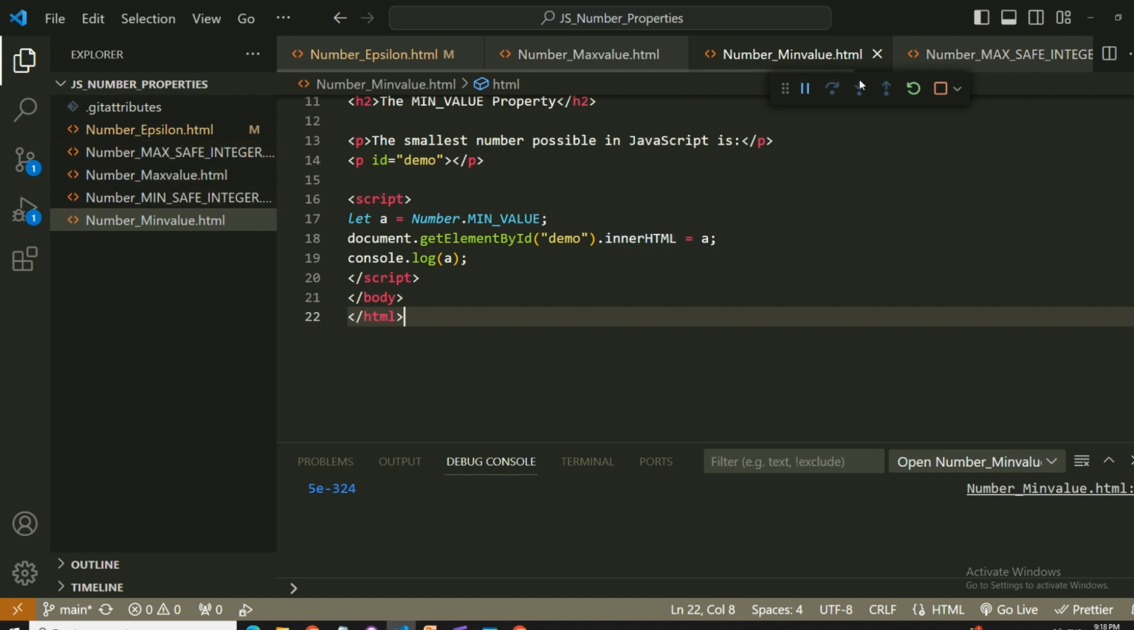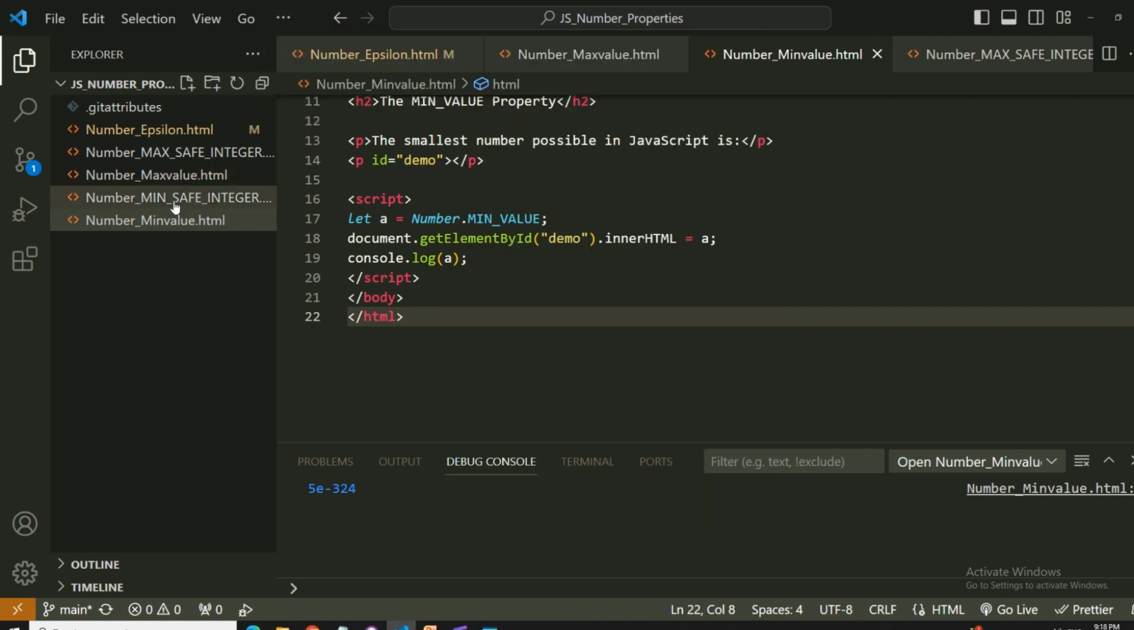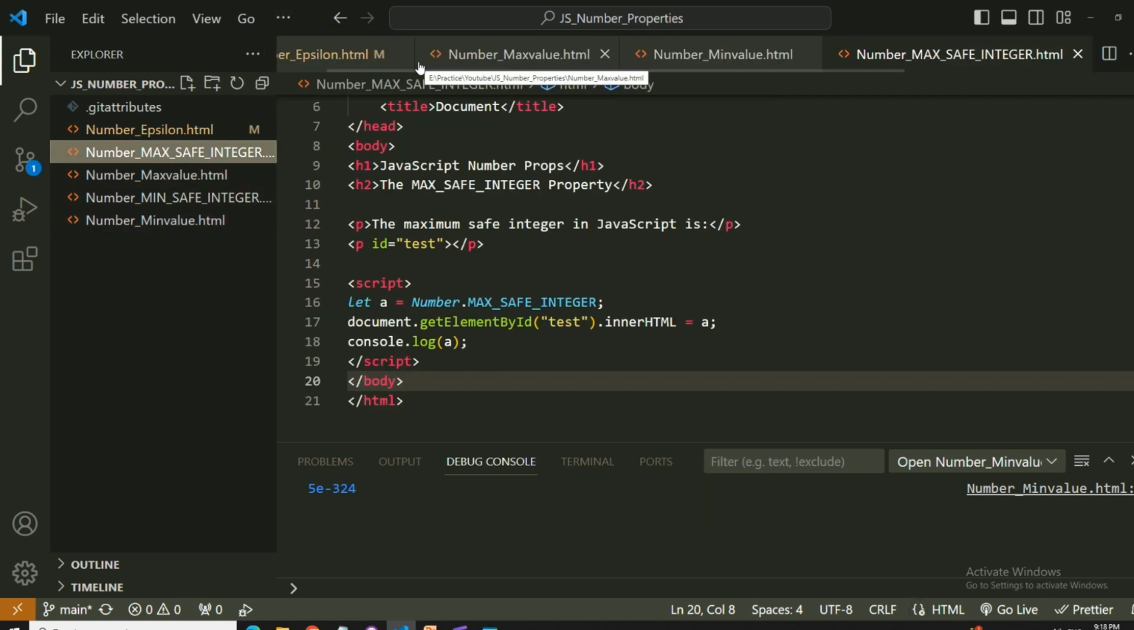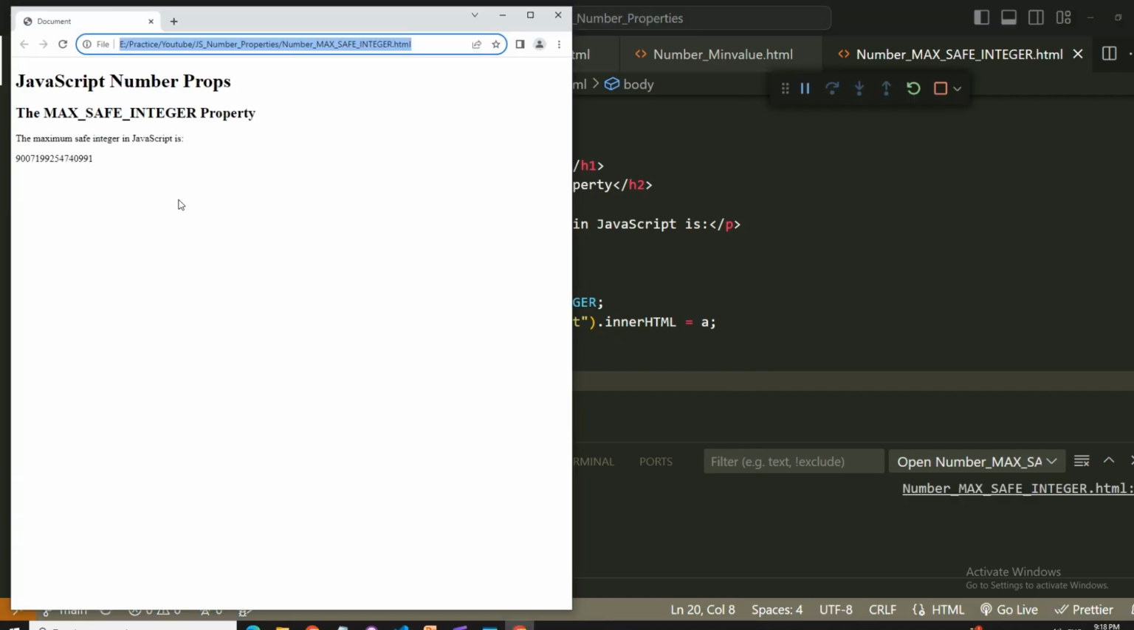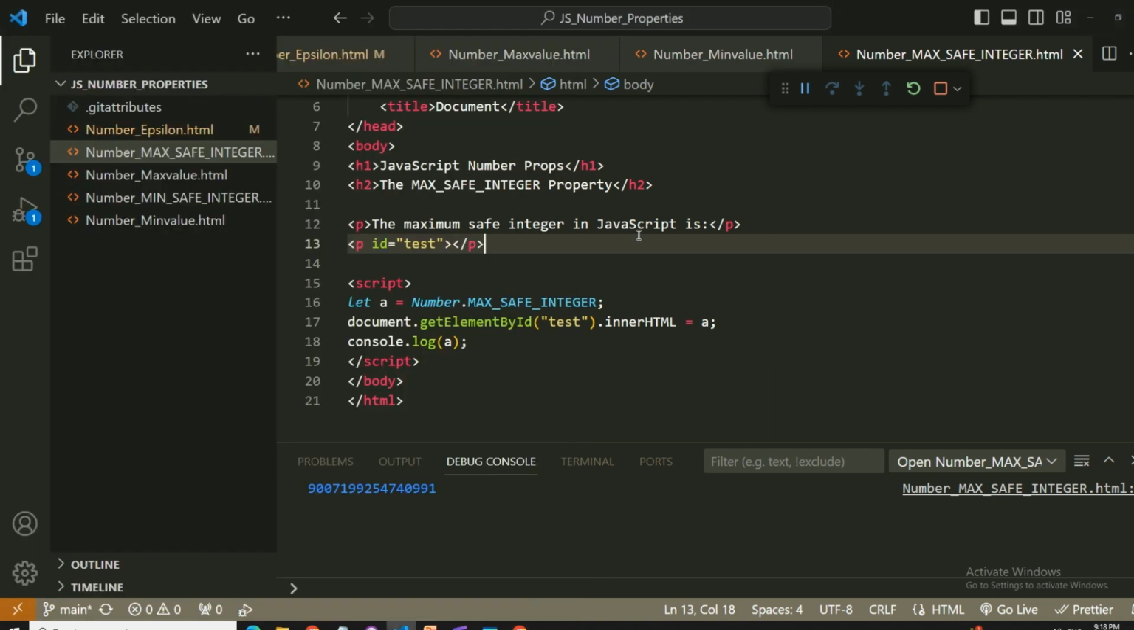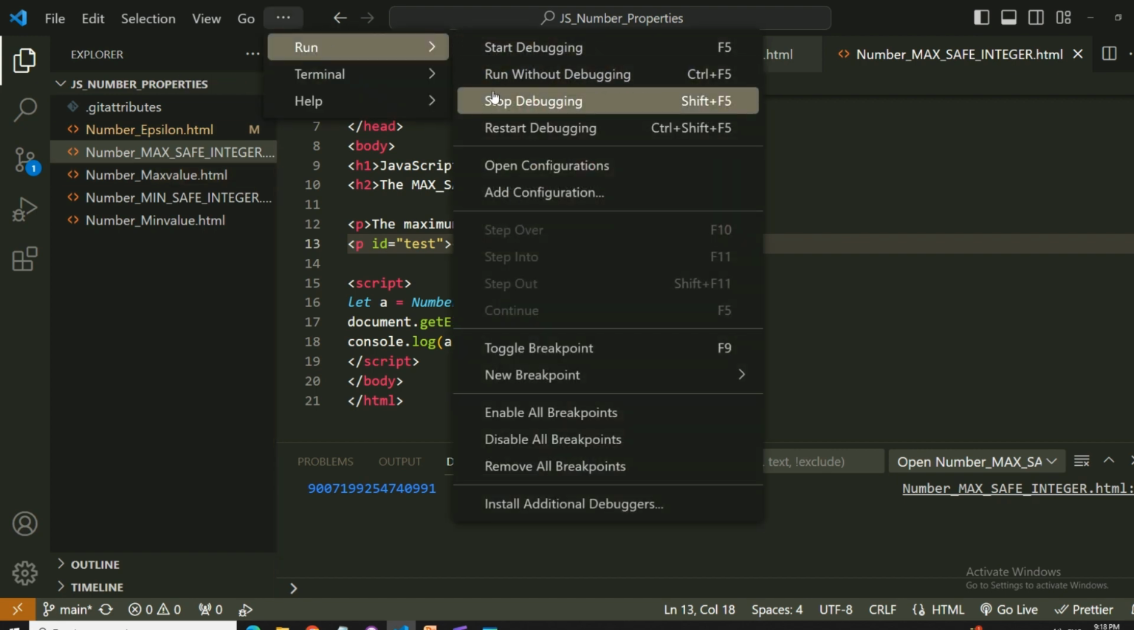Okay, so that's the minimum value possible in JavaScript. Now moving ahead to the max safe integer. We know that there is a safe integer value which is a positive 2 to the power 53 minus 1. Let's run that and look at it. So the maximum value is this one, 9007199254740991.